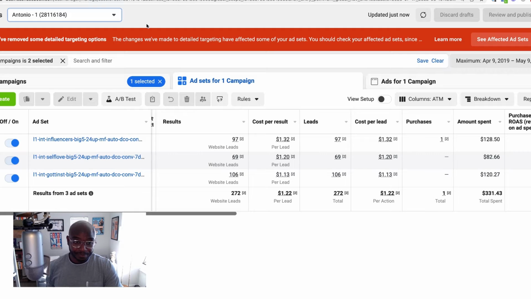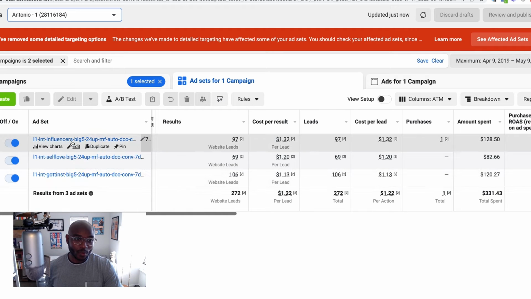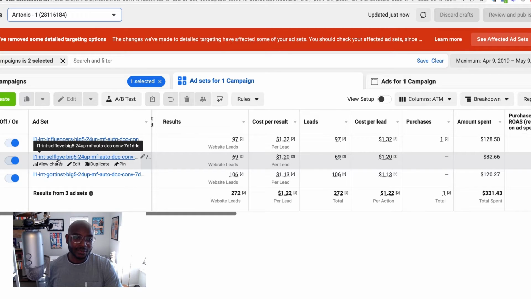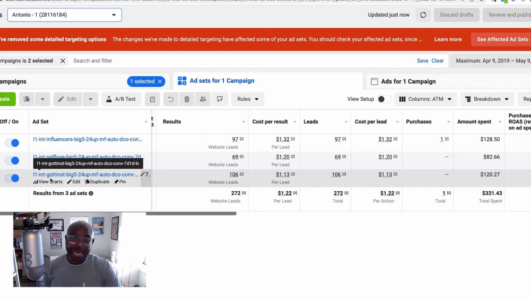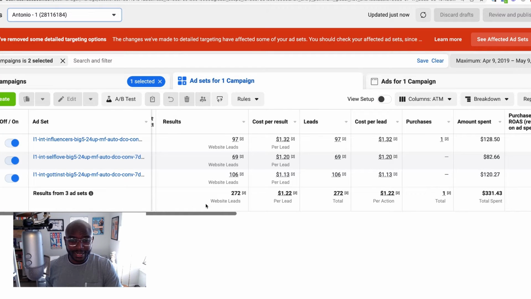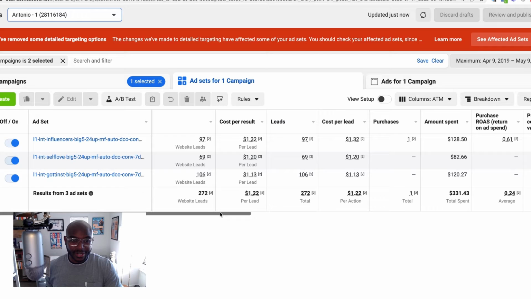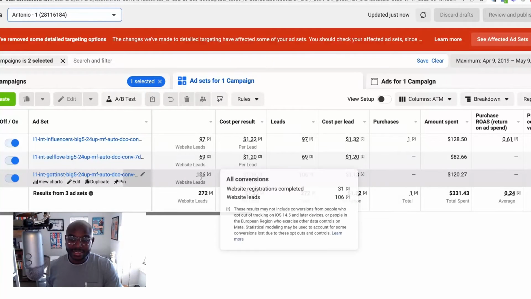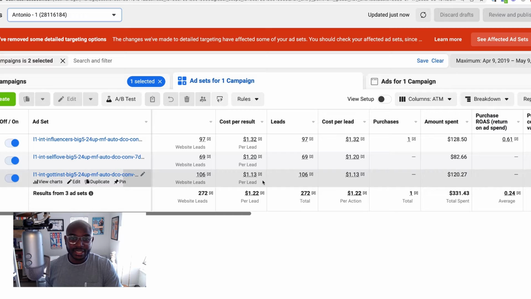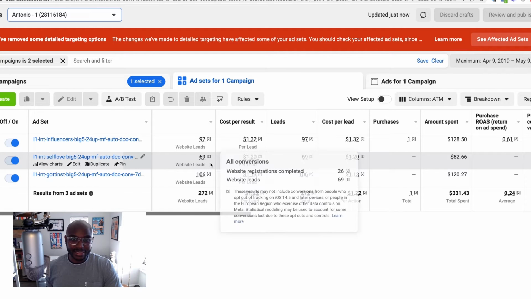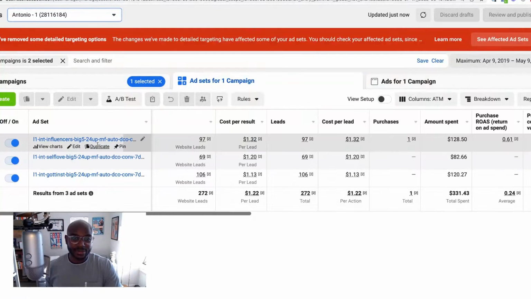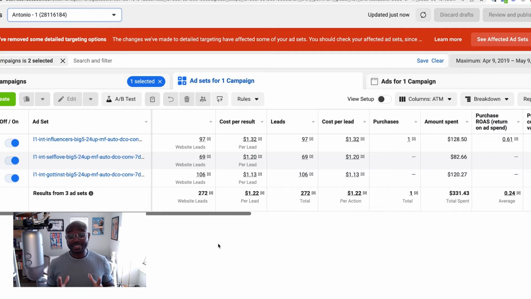So in this campaign here, we've got three ad sets. One targeting some influencers, one targeting this interest called self-love, and this other interest targeting the Gottman Institute. And if I look on the right-hand side here, you can see our results. So from the Gottman Institute, we got 106 leads at $1.13. Self-love, we got 69 leads at $1.20, and 97 leads for the influencers at $1.32. Now, when I talk about leads, these are actually people who have opted in and gave me their name and email to get something of value. They're on my email list.